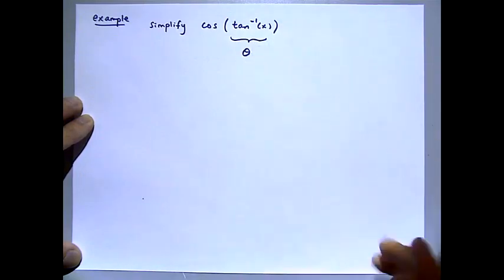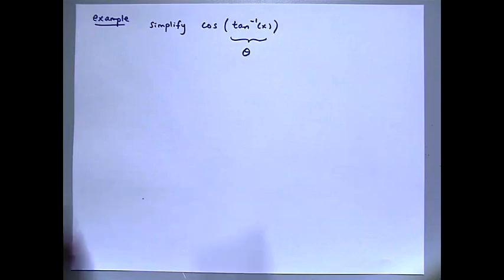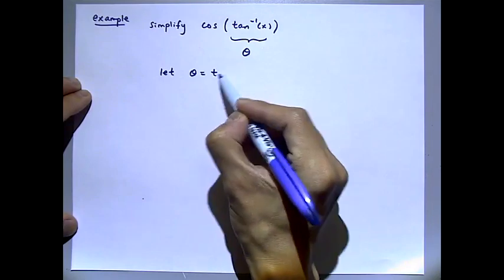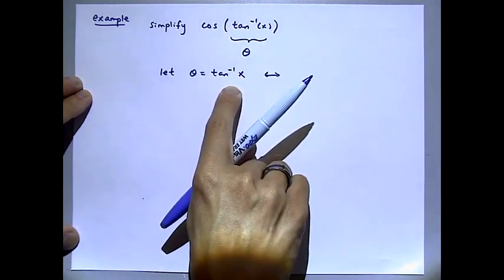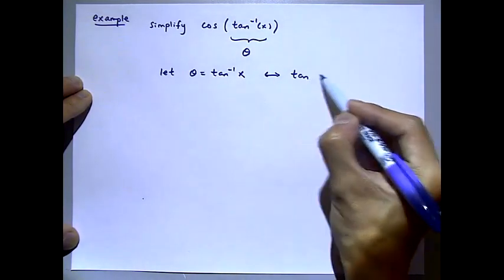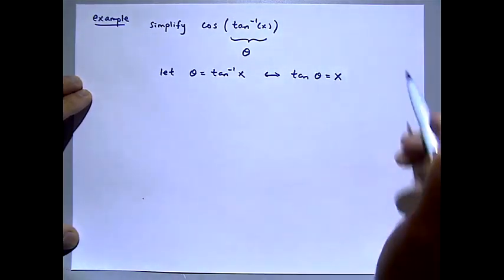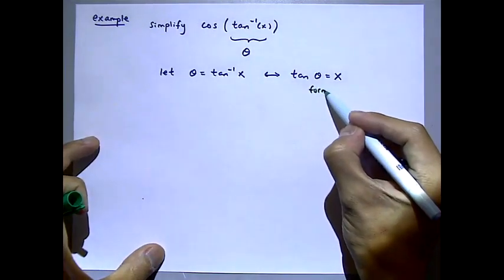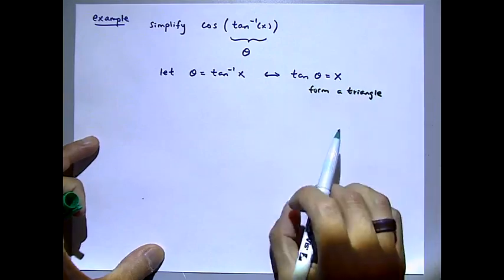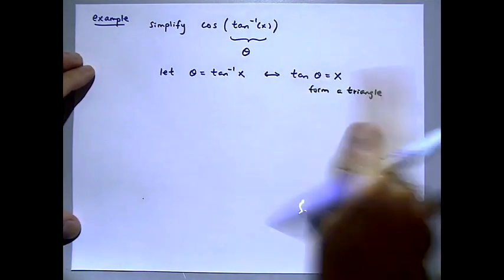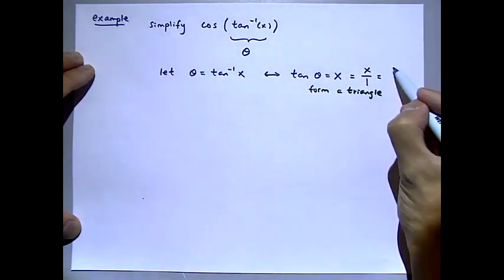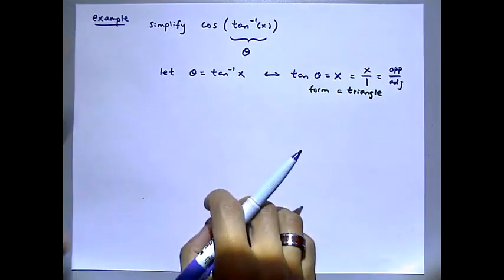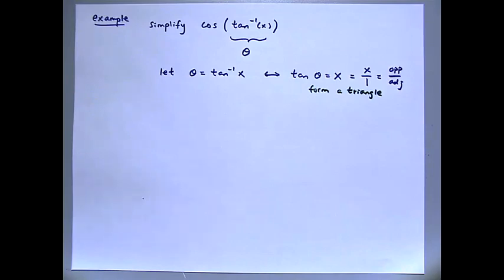That means we're looking for an angle. So let's call this angle theta. If we're calling that thing theta, theta is equal to the inverse tangent of x. That is equivalent to tangent of theta equal to x. We can actually use this information right here to form a triangle. Think of this x as x over 1. And you know tangent is opposite over adjacent. So form a triangle with an angle theta that has an opposite side equal to x, adjacent side equal to 1.